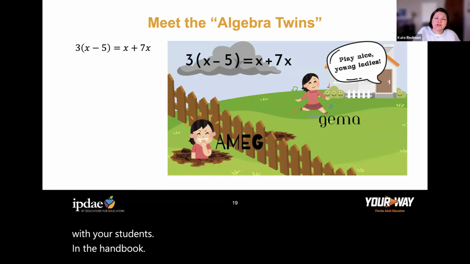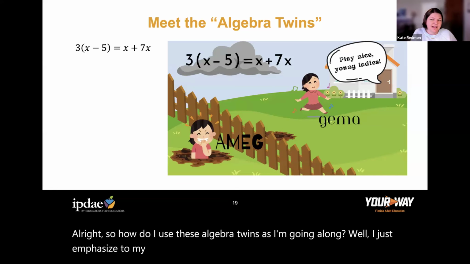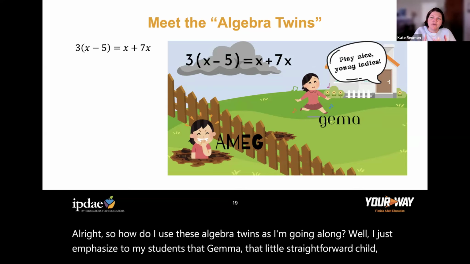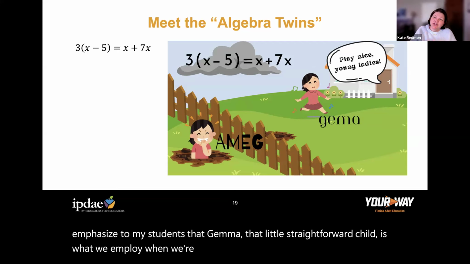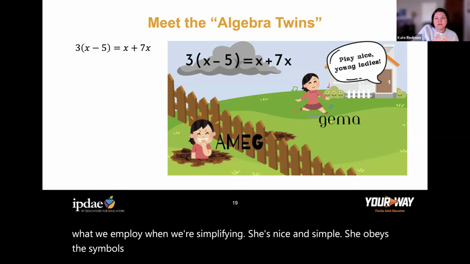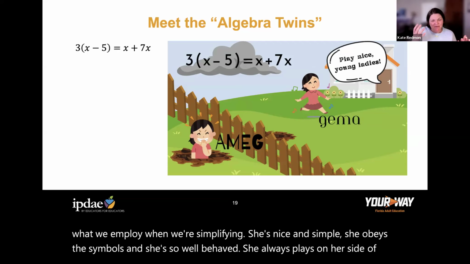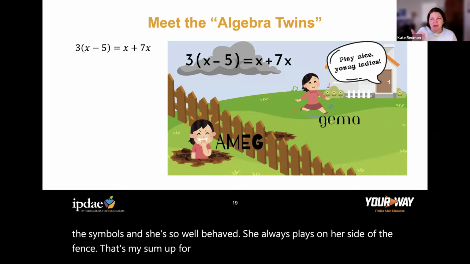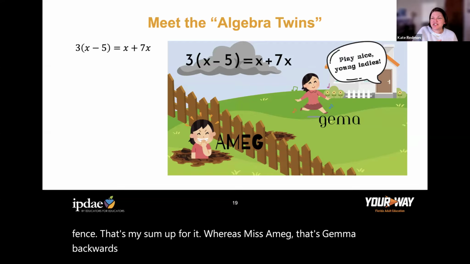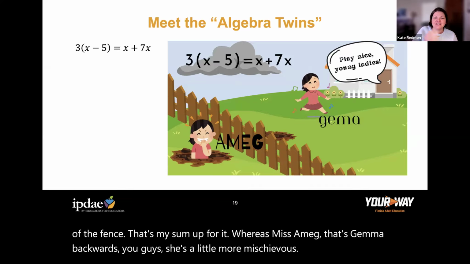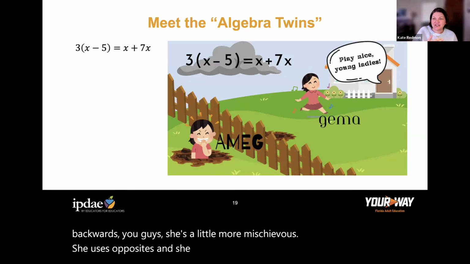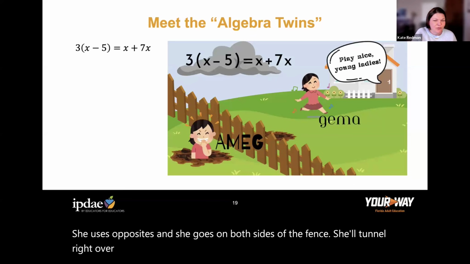All right. So how do I use these algebra twins as I'm going along? Well, I just emphasize to my students that Gemma, that little straightforward child, is what we employ when we're simplifying. She's nice and simple. She obeys the symbols, and she's so well behaved. She always plays on her side of the fence. Whereas Miss Ameg, that's Gemma backwards, you guys, she's a little more mischievous. She uses opposites and she goes on both sides of the fence. She'll tunnel right over to the other side and play out of bounds. And so that's kind of my little trick to sum it up.